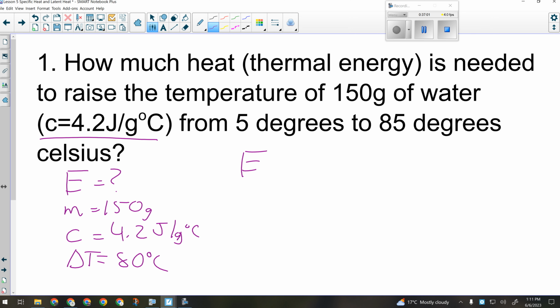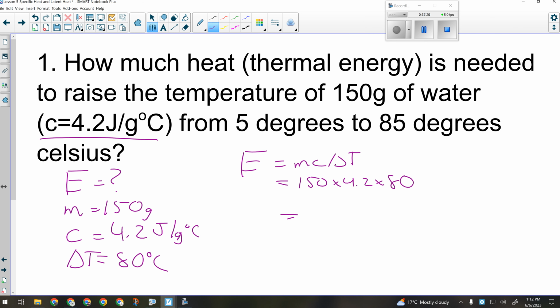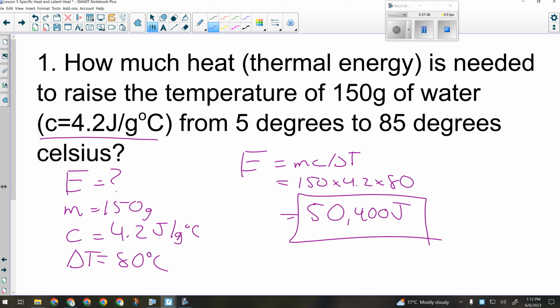I'm looking for E. My formula is E equals MC delta T. So M times C times delta T, and I have all three of those numbers. 150 times 4.2 times 80. So that's going to take 50,400 joules worth of energy. That's a lot. All right, questions on that one? Very straightforward.